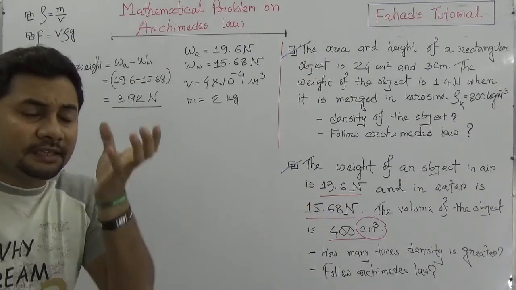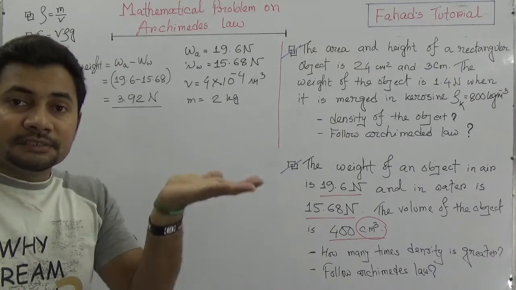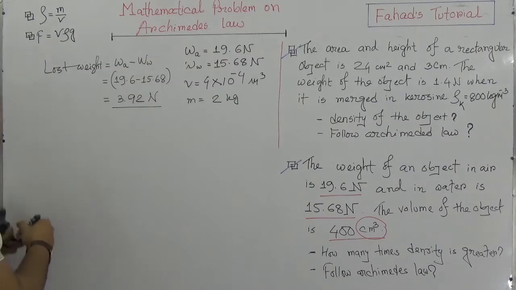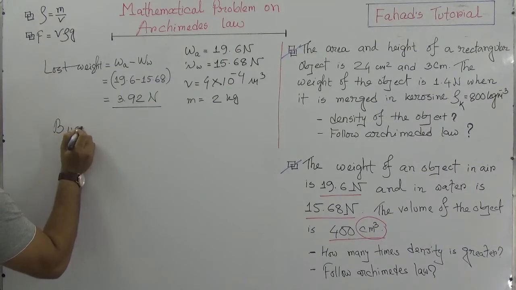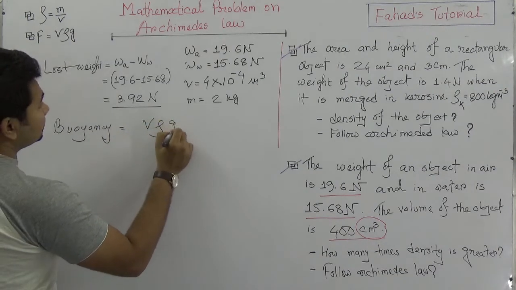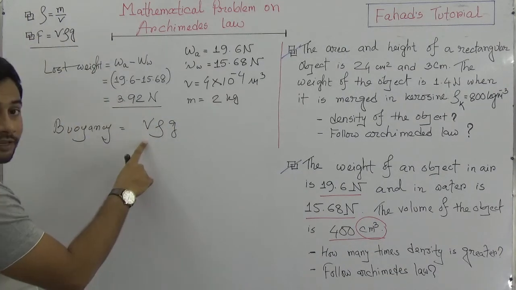And now we need to think about what the buoyancy is that it felt. So to find out the buoyancy, what do we do? Buoyancy is V rho G. We know it, V rho G.